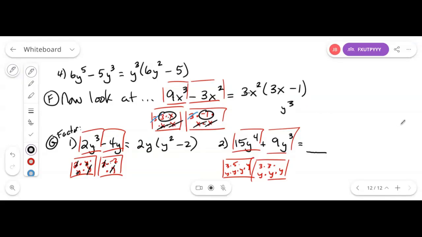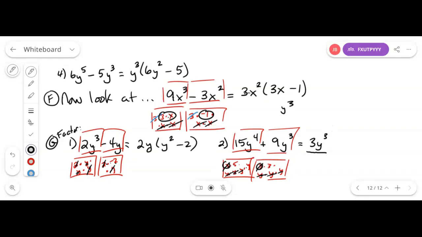Well, that's not right. That's part of it, because there are three y's here and there are three y's here. But I've got a 3 and a 5, and I've got a 3 and a 3. There's a 3 in both of these. That 3 has got to come out. I have 1, 2, 3, 4 y's. I have 1, 2, 3. That means I can only divide out 3 of those y's. So y cubed comes out.